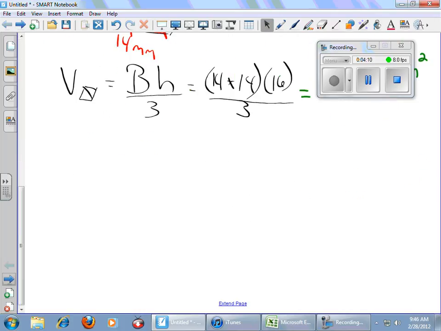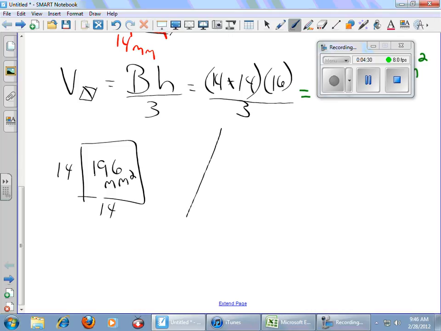Now to do the surface area. Well, I know I'm going to have a square, and the square is 14 by 14, excuse me. All right, and 14 squared is 196 millimeters squared.